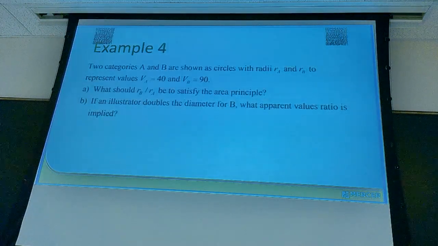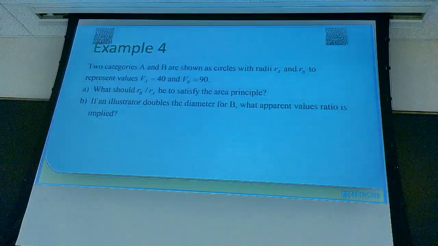Well, instead, let's say that we're representing two categories with circles. R sub A, radius for A, and R sub B, radius for B. Oh, no, I'm sorry, that's not area. The value of A is 40. The value of B is 90. What should the ratio of R_B to R_A be to satisfy the area principle, right?